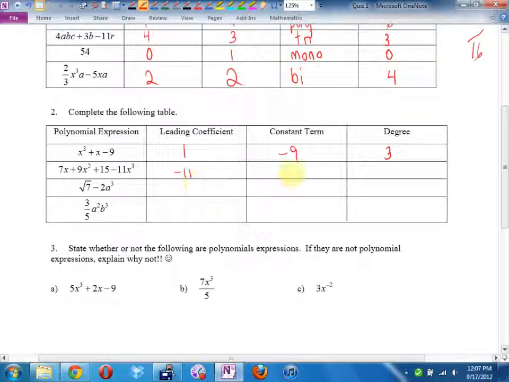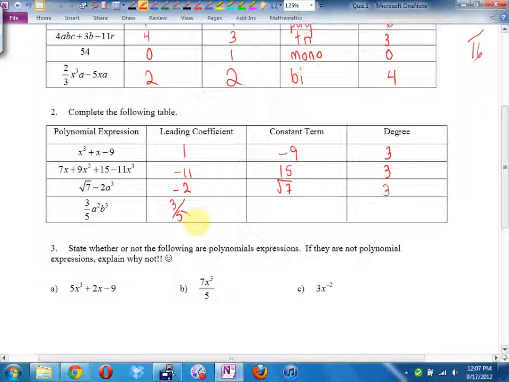Constant term, 15. Positive 15. A degree, 3. Leading coefficient, -2. Constant term, √7. Whatever the heck that is, I don't care. I know there's no variable, so that's the constant term. Degree, also 3. Leading coefficient, 3/5.